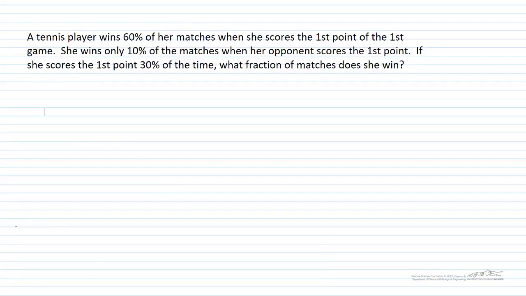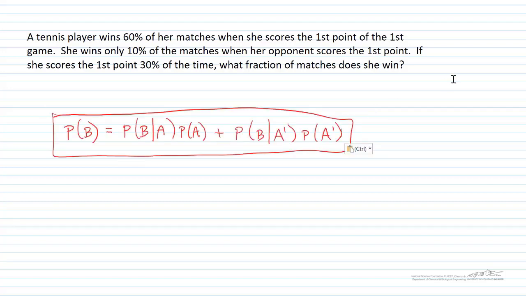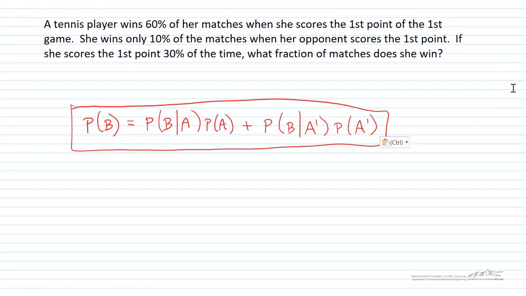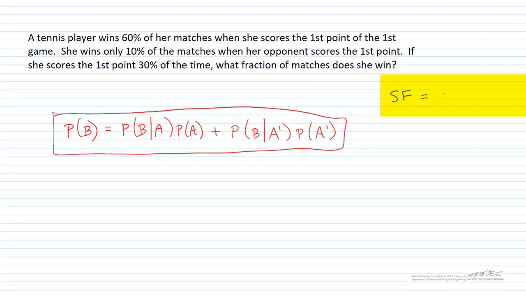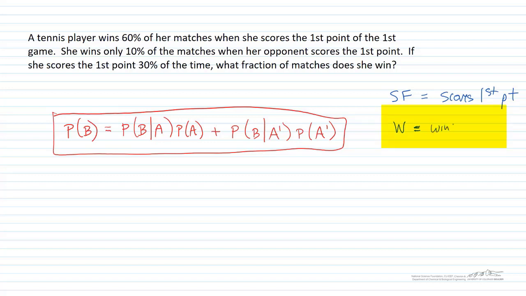Let's go through an example, and I can explain why you might want to use this. So the total probability rule is given by this expression. A tennis player wins 60% of her matches when she scores the first point of the first game. She wins only 10% of the matches when her opponent scores the first point. If she scores the first point 30% of the time, what fraction of matches does she win? Now, in any probability problem like this, it's always nice to write down or define what your different events are. So I'm just going to say SF means she scores the first point. And our second event, if you look in the problem statement, we have problems related to winning. So I'm going to say W means she wins the match.